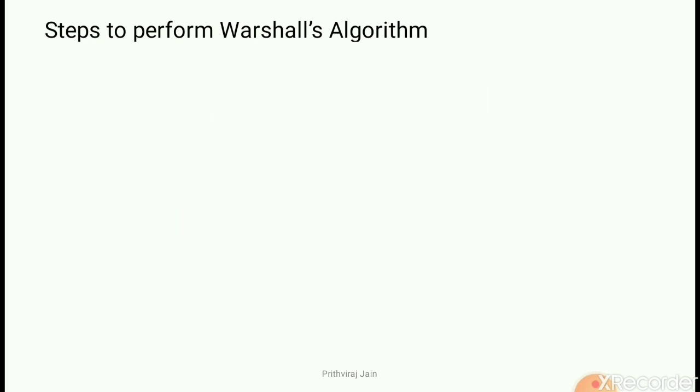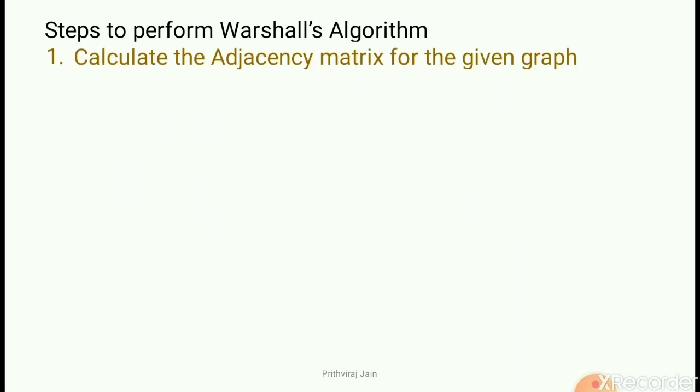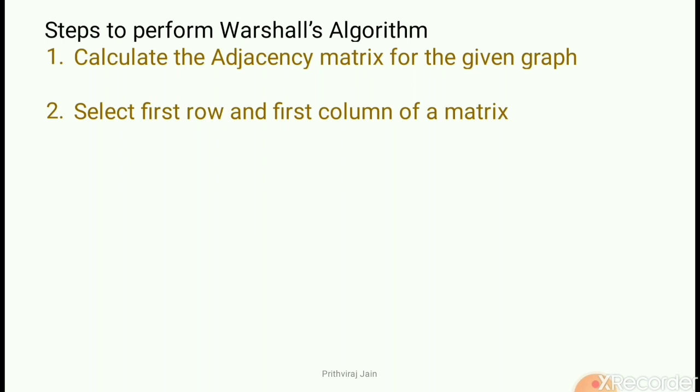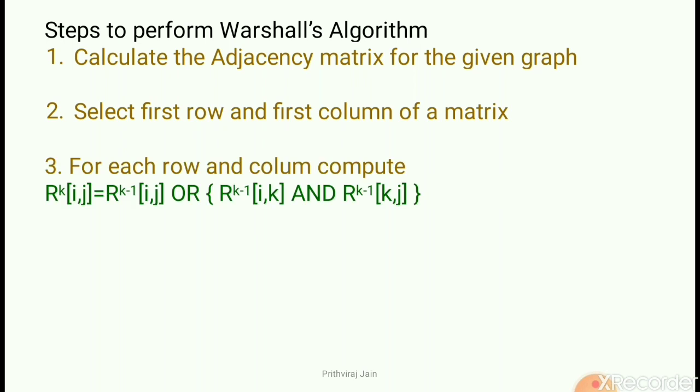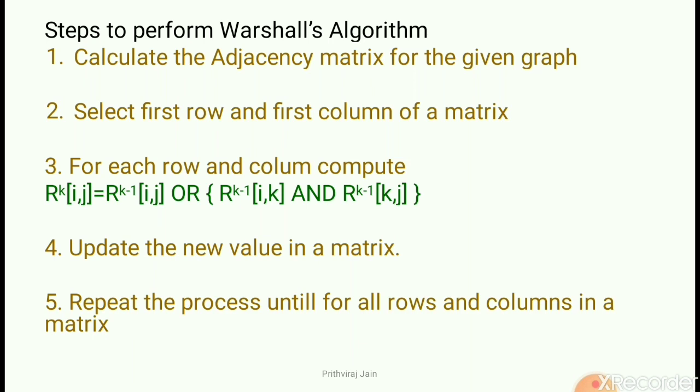Now let us see the steps to perform Warshall's algorithm. First is to calculate the adjacency matrix for the given graph. Second, select the first row and first column of the matrix. Then for each row and column, we have to compute Rk of i, j, which is equal to Rk minus 1 of i, j, or Rk minus 1 of i, k and Rk minus 1 of k, j. After this, update the new value in the given matrix, and repeat this process until we compute all the rows and all the columns of the given matrix.